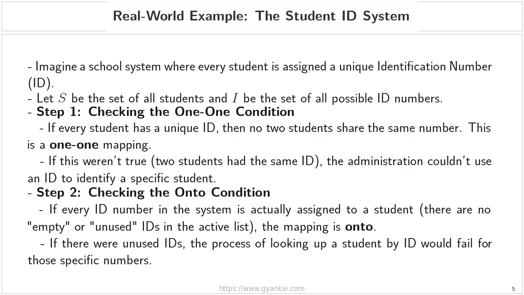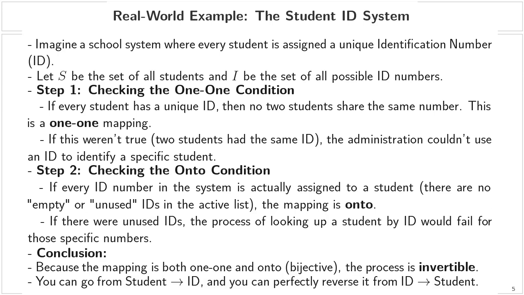If every ID number in the system is actually assigned to a student, meaning there are no empty or unused IDs in the active list, then the mapping is onto. If there were unused IDs, the process of looking up a student by their ID would fail for those specific numbers. Just as we saw in our previous discussion on surjectivity, this would leave the inverse process undefined for those values. In conclusion, because this mapping is both 1-1 and onto, it is a bijective mapping. Consequently, the process is invertible.